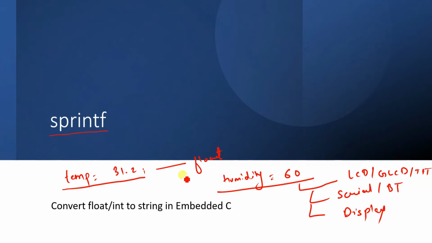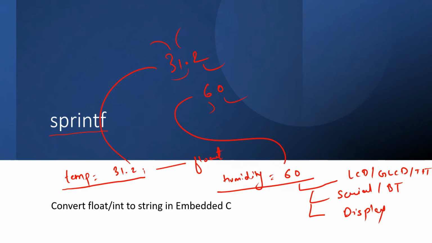Now, the thing with the standard display devices is they don't understand what is 31.2. They can't understand what is 60 either. What they understand is ASCII codes. So if you have to print 31.2, you need to give the ASCII of 3, 1, 2. If you have to print 60, you need to give the ASCII of 6 and 0.